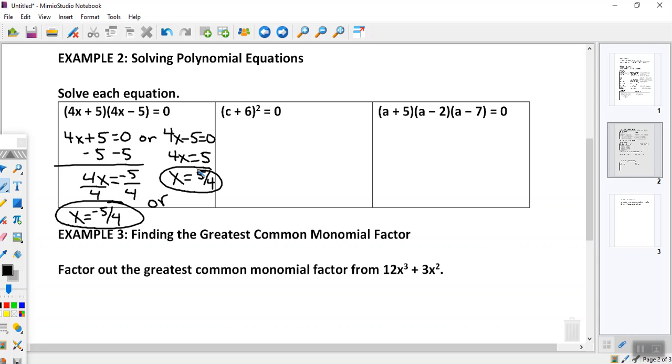Okay. The second one right here, kids. C plus 6 squared is equal to 0. Well, isn't that really the same as saying C plus 6 times itself, kids? Okay, let's just see if we can do this in our head. Let's just set the C plus 6 equal to 0. What has to go in for C to make this first quantity 0? C would equal negative 6 in the first one. What would go in here to make that? 0.